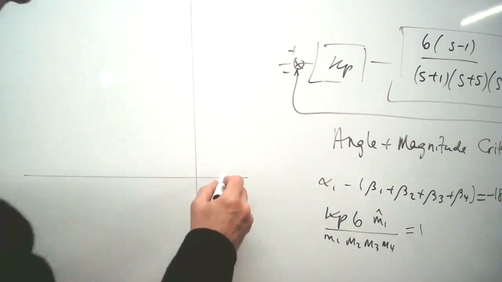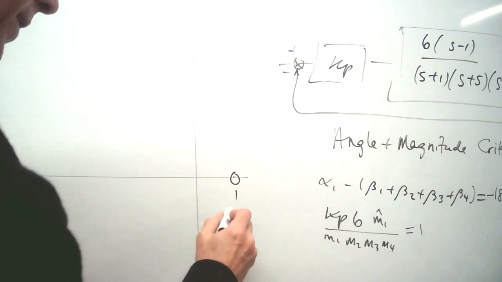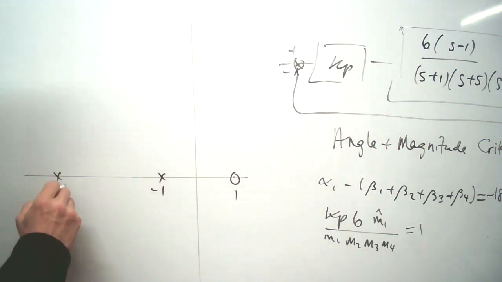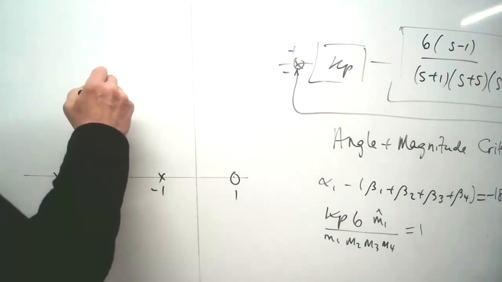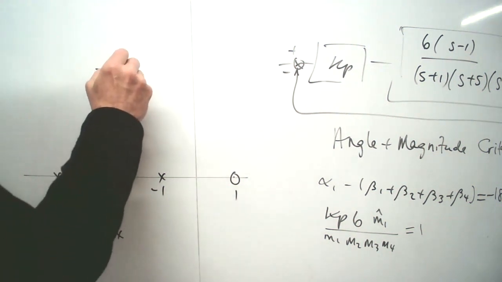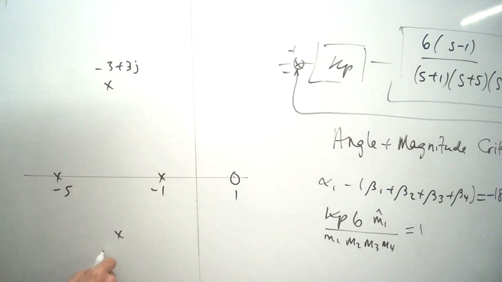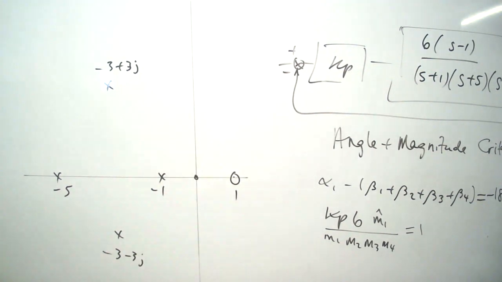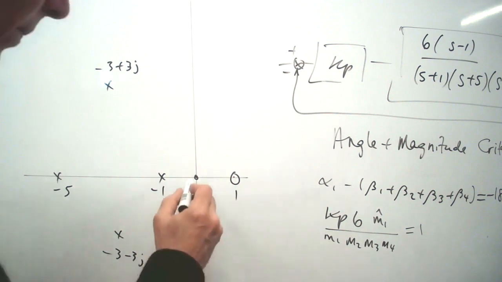Right, so look at this. So we had a zero there, at -1. We had a pole at -1, another one at -5, and then we had some -3 plus 3j, -3 minus 3j. So there's our diagram. Now the interesting point, we're interested in this point here now. So this is a bit easier to do.